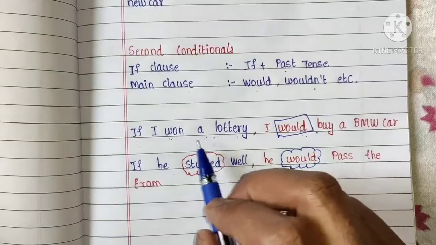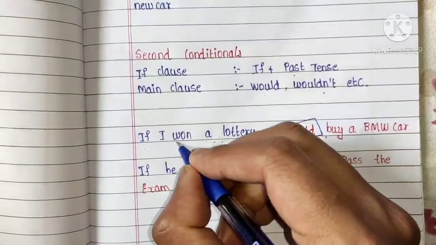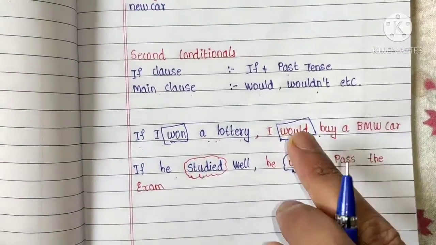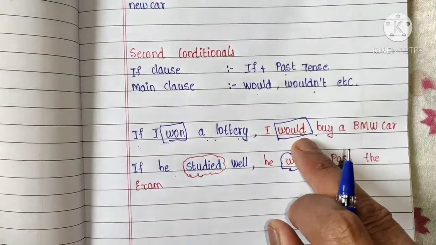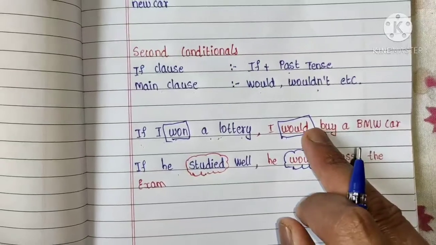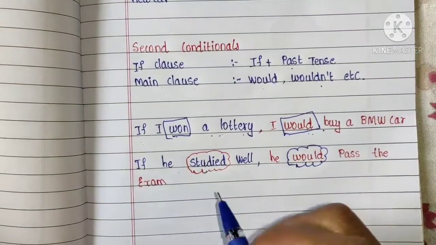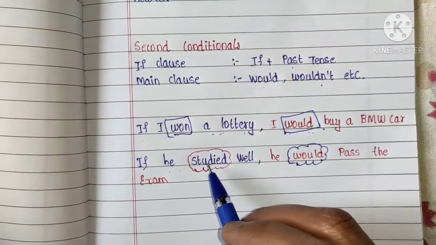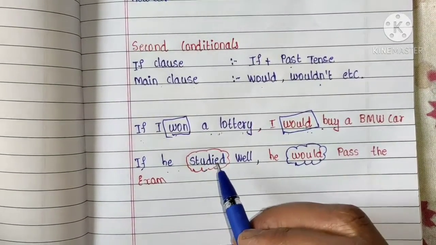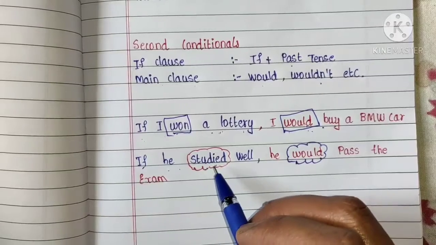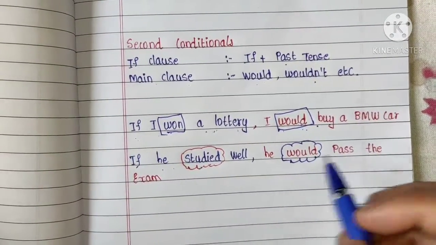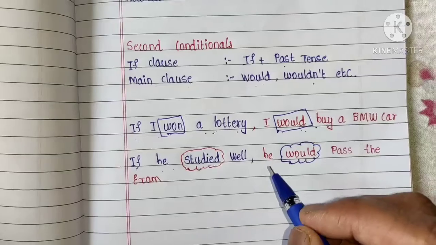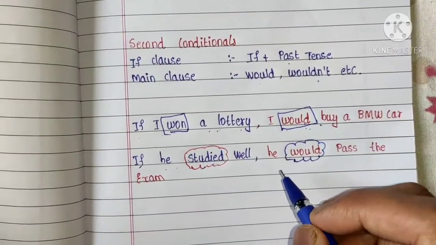In this sentence also you can see, if I won a lottery, mainly won indicates that it is in a past form, whereas the main clause has the modal verb would. So it is a second conditional sentence. Next we will go with the next sentence. If he studied well, he would pass the exam. Here also, studied indicates that the if clause is in a past form, whereas the main clause is he would pass the exam. Here we can see the modal verb would, which indicates this sentence is in a second conditional form.